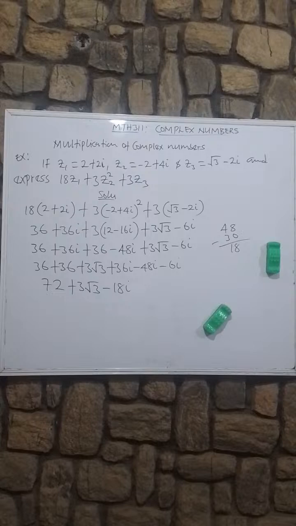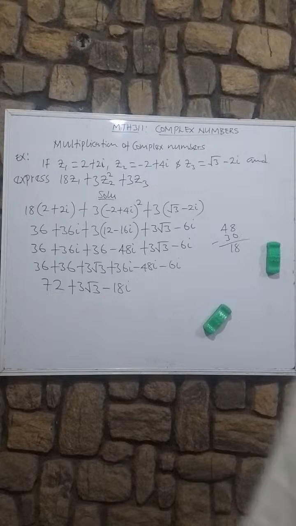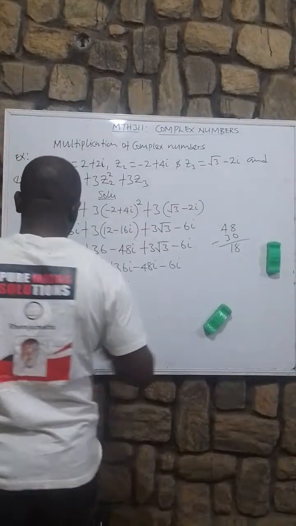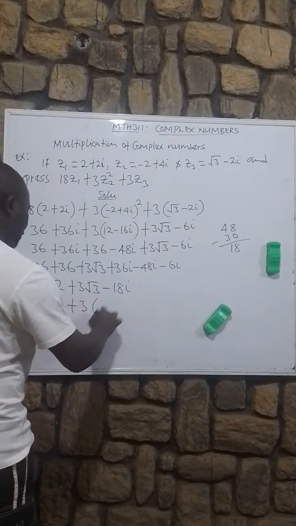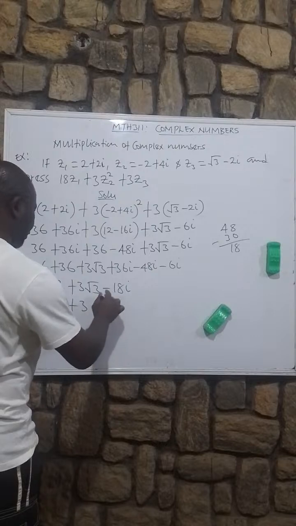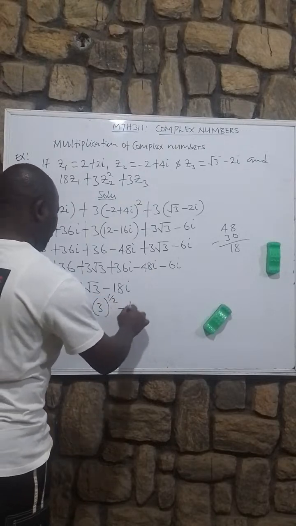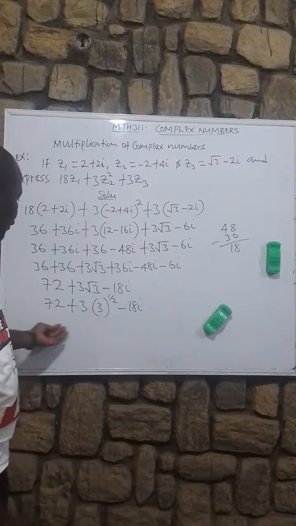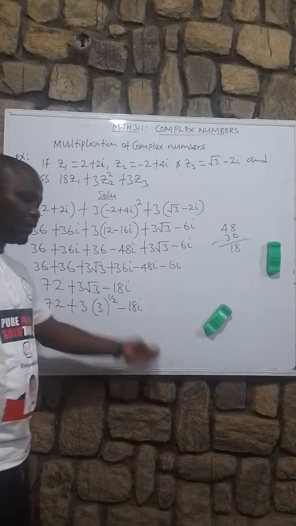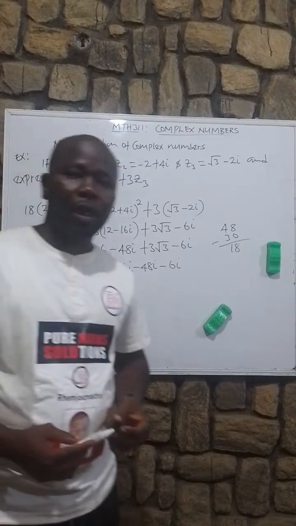Okay, Jonathan, can we write the root of 3 as a power of 1 over 2? Except you want to write it this way now: 72 plus 3, open bracket, 3 raised to the power of 1 over 2, minus 18i. No problem. If you want to transform it in this form, you don't have a problem. Is that clear?